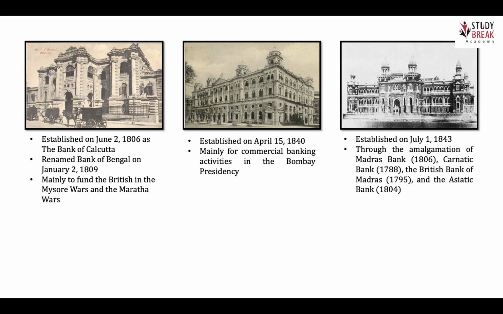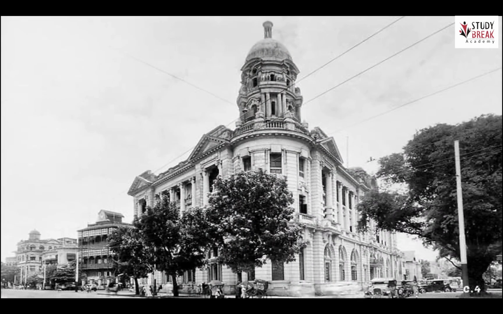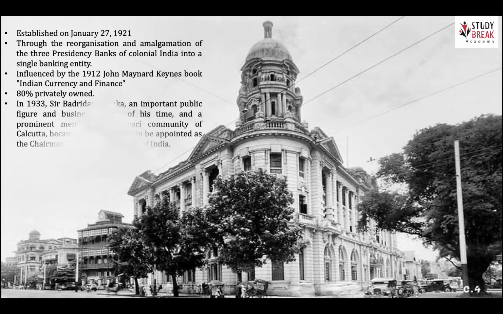Now, they ran over a period of around 80 to 120 years, and then all of them were merged into something called the Imperial Bank of India. The Imperial Bank of India came into existence in 1921. Now, you must understand all these banks had private shares, and you can see the Imperial Bank of India was 80% privately owned. You can see that here.